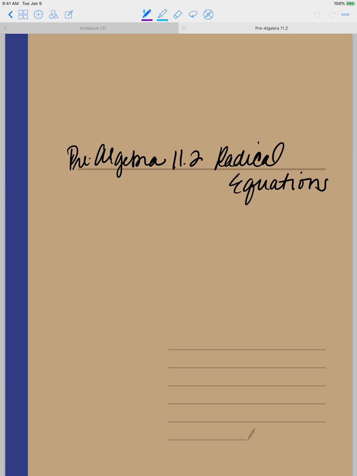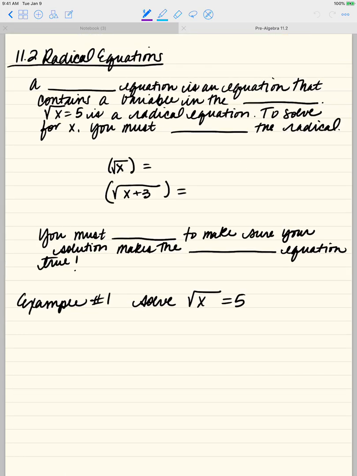All right, continuing on with radicals today, and we're going to be talking about radical equations. A radical equation is an equation that contains a variable in the radicand. Square root of x is equal to 5 is a radical equation because we have a variable in the radicand. To solve for x, you must eliminate the radical.